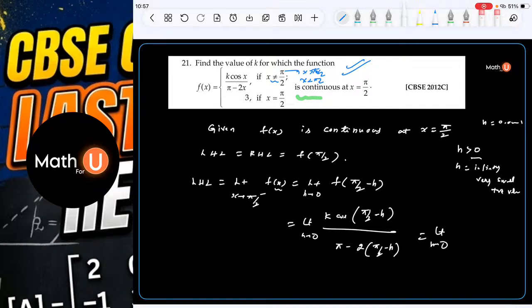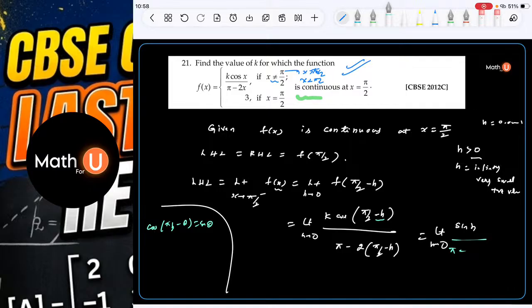We know that cos of pi by 2 minus theta is nothing but sin theta. You should know this one, the basic formula. Cos of pi by 2 minus theta, nothing but sin theta. The same thing here: in place of theta, h is there, so cos of pi by 2 minus h is sin h.